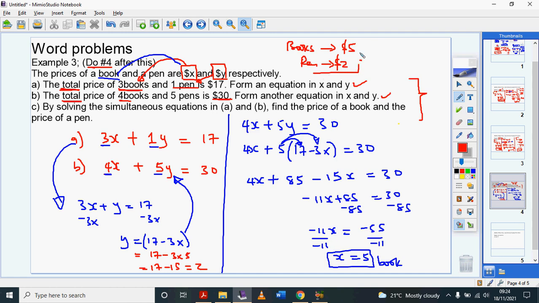So this is just an example of an application of simultaneous equations and how they can be solved by substitution. Please do number 4 and number 5 after this, and then you'll be done for the day.